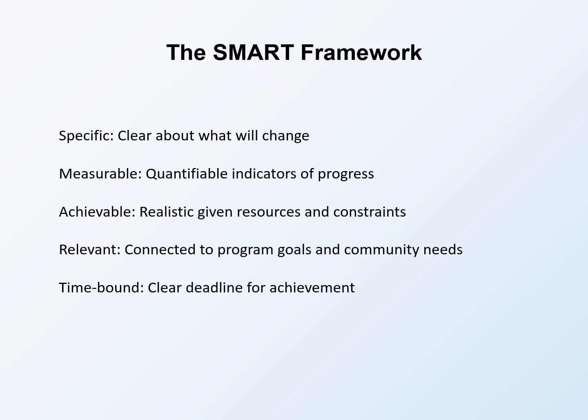Achievable means the objective is realistic given your resources, timeline, and constraints. Ambitious is good. Impossible is not. Relevant means the objective connects to your program goals and community needs. It's not just measurable. It's measuring something that matters. Time-bound means there's a clear deadline. By the end of year 2, by June 30th, not eventually or when we can.